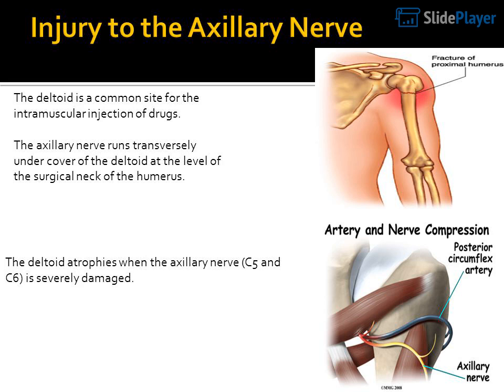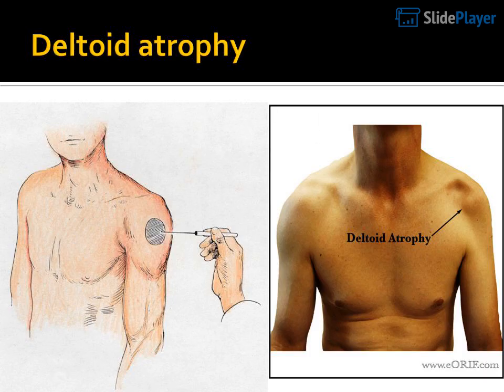Injury to the axillary nerve. The deltoid is a common site for the intramuscular injection of drugs. The axillary nerve runs transversely under cover of the deltoid at the level of the surgical neck of the humerus. The deltoid atrophies when the axillary nerve, C5 and C6, is severely damaged. Deltoid atrophy.